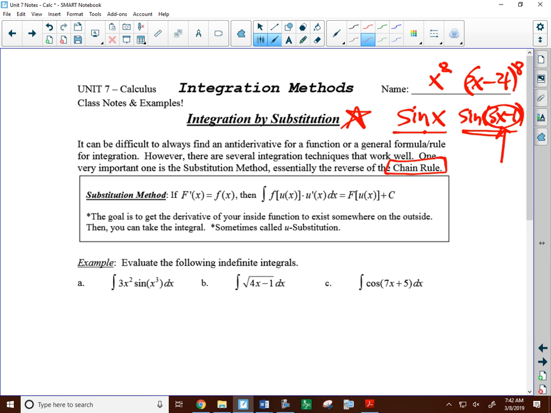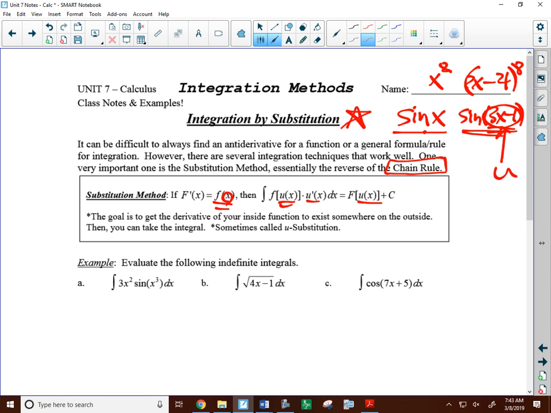Here's what it says. If capital F is your antiderivative, so you do the derivative of your antiderivative, and that is lowercase f. They're just saying capital F, little f is the original. The integral of little f with u plugged in times u prime is equal to the antiderivative with u plugged in, plus c, of course. That looks confusing, but what we're going to do is substitute something in for the inside of our function. You can use any variable, but the topic is u substitution, so we use a u as the variable.